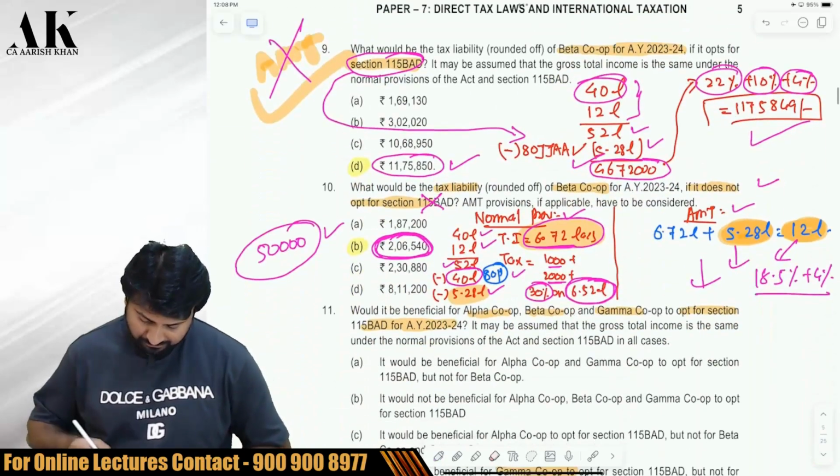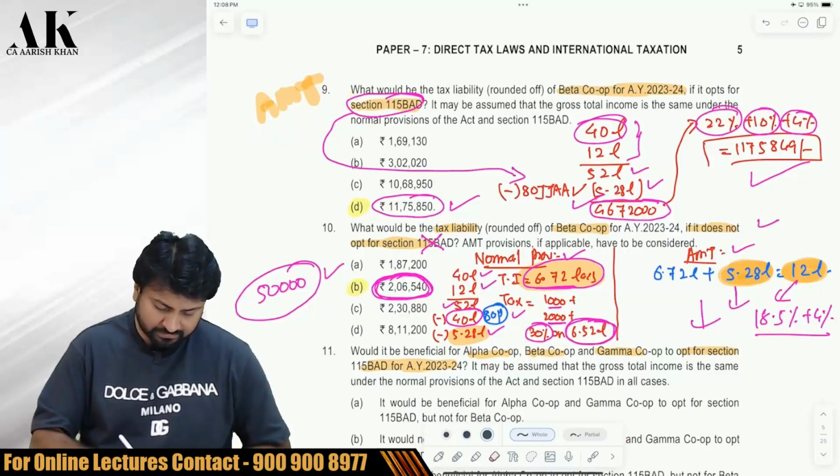Question number 9. Now, what is question number 9? Pay attention.